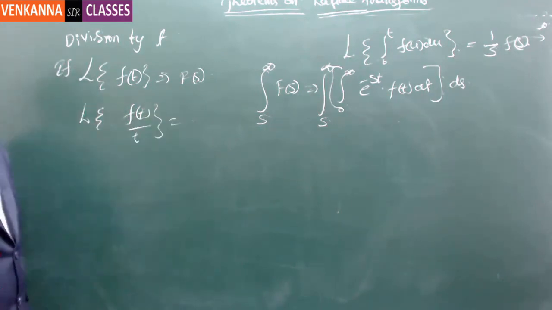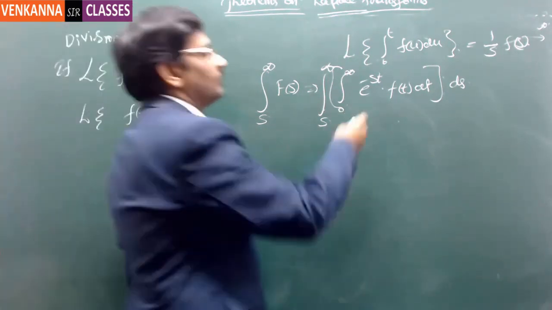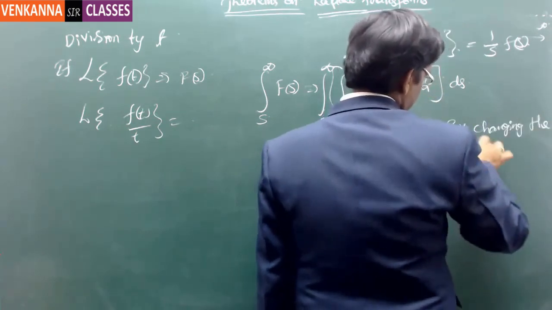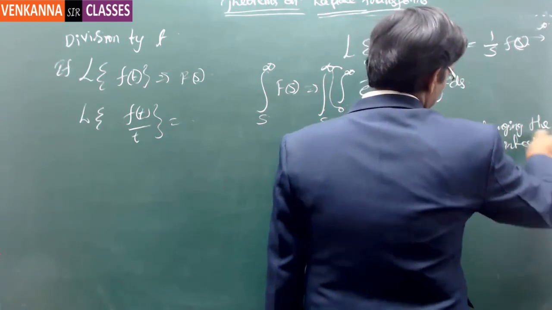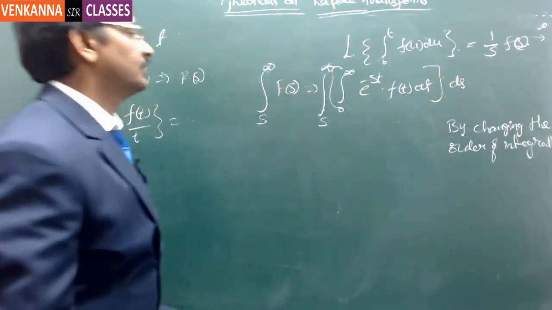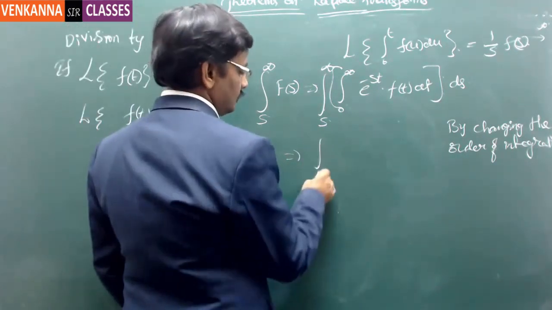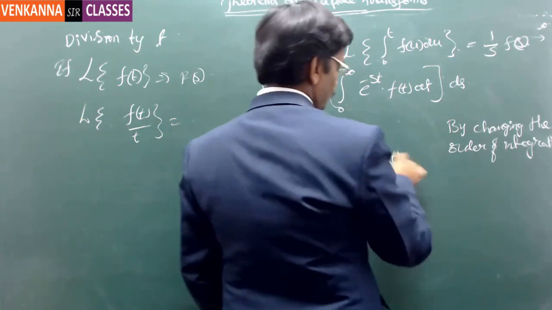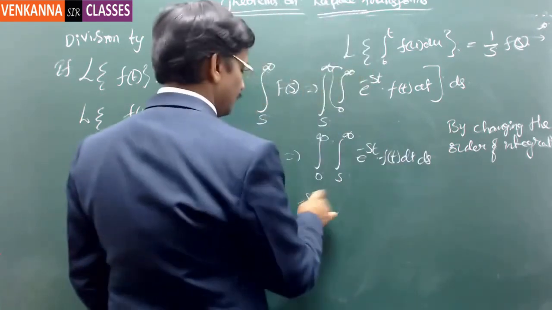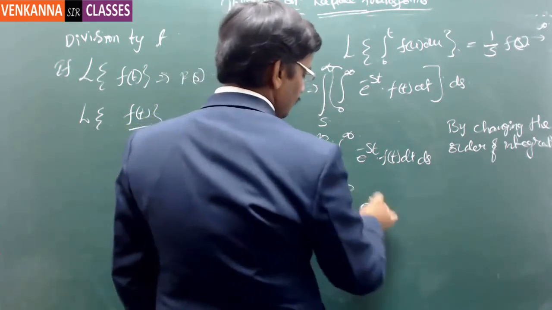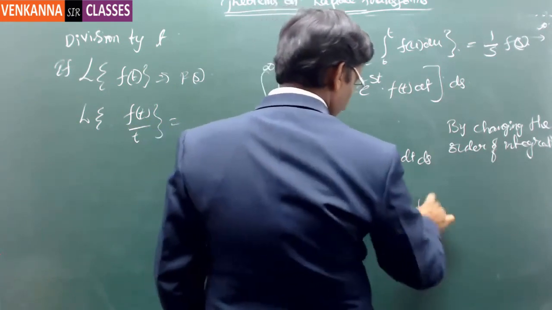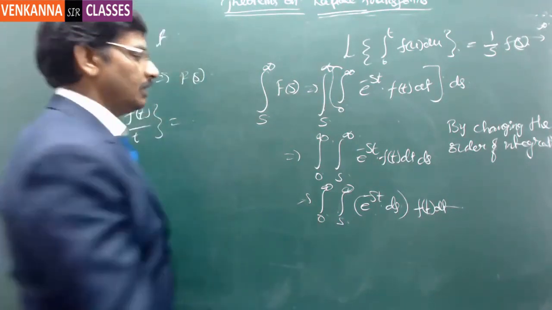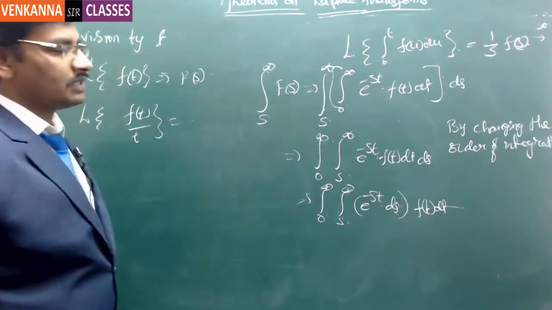Now the left side you can keep as it is, but on the right side, by changing the order of integration, you get the integral 0 to infinity, integral s to infinity e power minus st f of t dt ds. Now this is the integral 0 to infinity, integral s to infinity e power minus st ds, into f of t dt. This is how you can put it. These are the s limits. Got it?